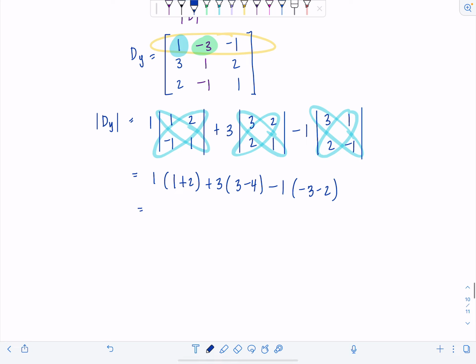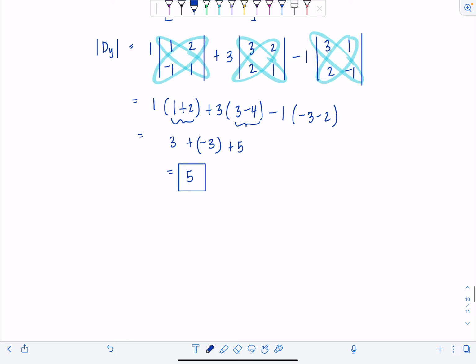All right, so 1 times 3 plus 3 times negative 1, that's negative 3, minus 1 times negative 5, so plus 5. And the 3's cancel out, so I'm just left with 5. That means we know what y is, don't we? Y is determinant of d sub y over determinant of d, which is 5 over 5, which is 1. So we've got x and y.